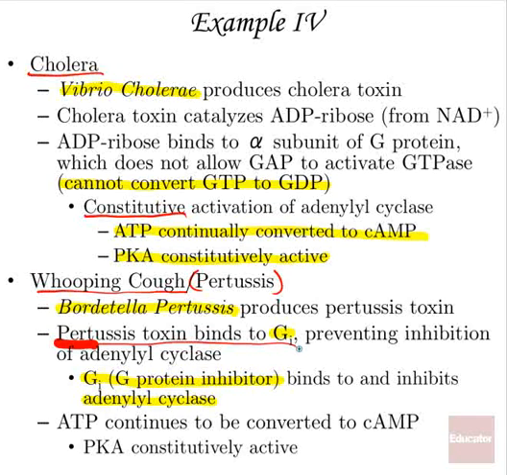Therefore, we end up with the same outcome. We have constitutive activation of adenylyl cyclase leading to continual conversion of ATP to cyclic AMP, meaning continual or constitutive activation of protein kinase A, leading to transcriptional regulation at increased rates. So these are just a couple ways how we can utilize the previous material in this unit to understand how a couple different bacteria create the symptoms that we see for medical purposes.